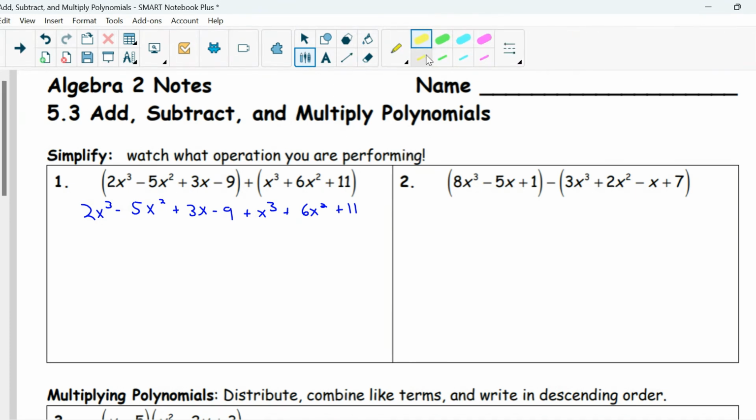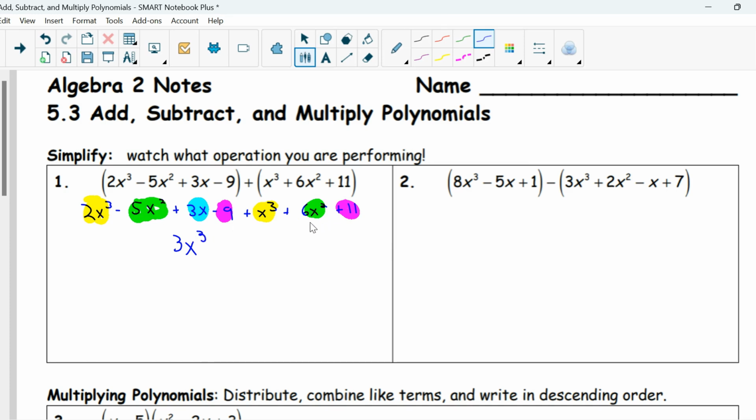So I'm going to take all my x cubed values, add them together, my x squared values, add them together. I have only one x value, and then I have two constants. So you're just combining your like terms for this. Remember, when you're combining like terms, you're just adding or subtracting your coefficients. So 2x cubed plus x cubed gives me 3x cubed.